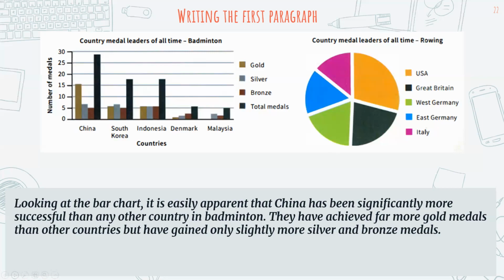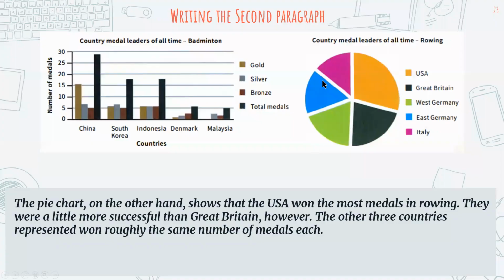Okay. Let's now talk about the second chart, the pie chart. The pie chart, on the other hand, another cohesive device, shows that the US won the most medals in rowing. Of course, they were a little more successful than Great Britain. However, the other three countries won roughly the same number of medals each. So in one paragraph, you just reported all key features of this pie chart in just 1, 2, 3 sentences.